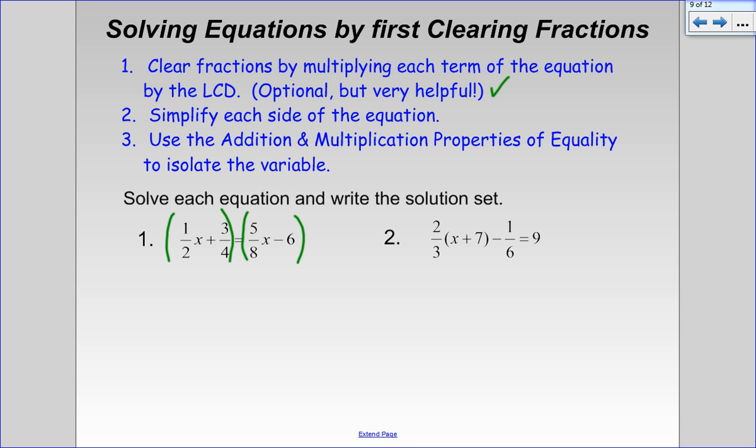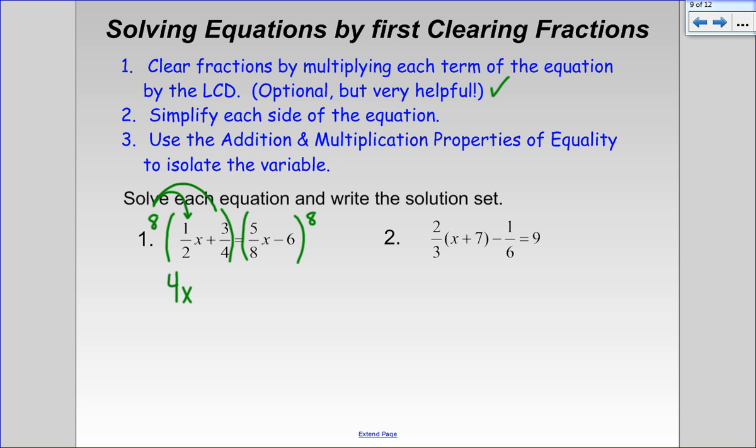And in this case, the least common denominator of 2 and 4 and 8 is 8. And so if I multiply both sides of the equation by 8, that's actually going to eliminate all of my fractions. Let me show you. 8 times 1/2 x. Well, that's going to be 4x. But the way you can do that quickly in your head is divide 8 by 2 first and then multiply it by the 1. So 8 divided by 2 is 4 times 1 is 4x.